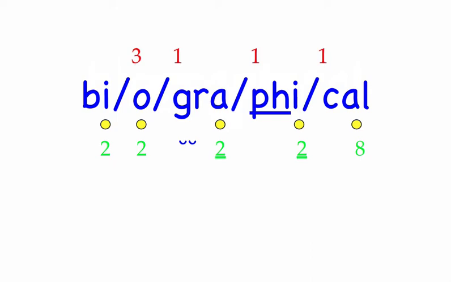Virtuosity. Her virtuosity playing the violin is unmistakable. Virtuosity, 5 syllables. First syllable ver, 2 sounds.